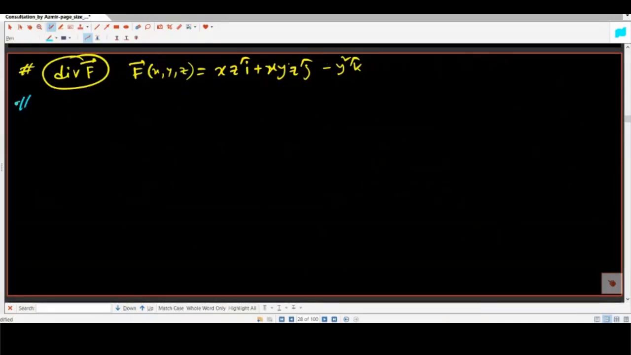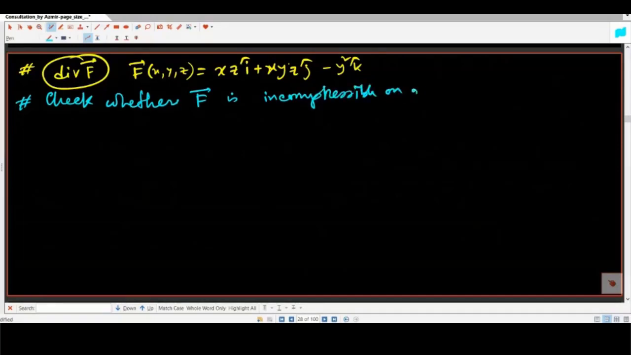Besides this, we can also think about it in another way. We have to check whether this vector field f is incompressible or not. If divergence is equal to 0, then only it will be incompressible. Otherwise, it will be compressible.